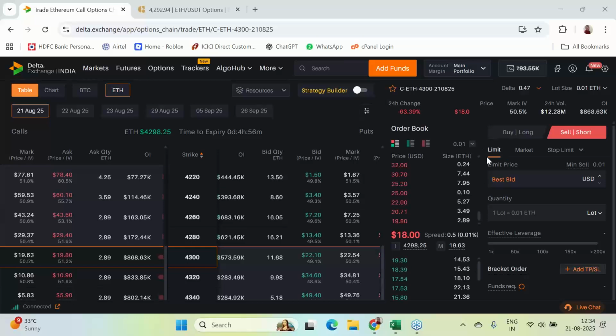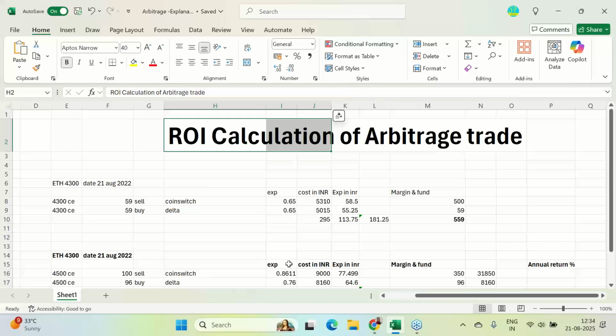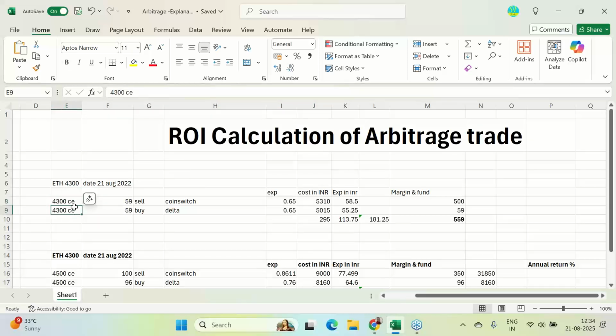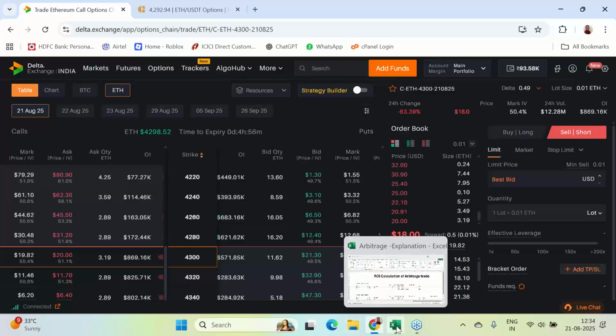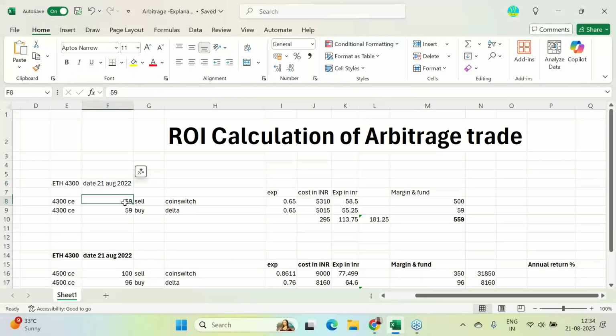Now we will work out the 4,300 call option of 21st August today. So today, 21st August, the 4,300 call option. Initially in the morning, what was there? This is also a very good trade.